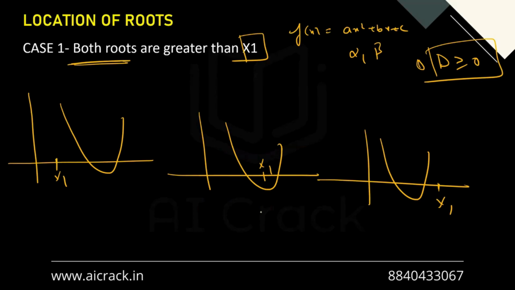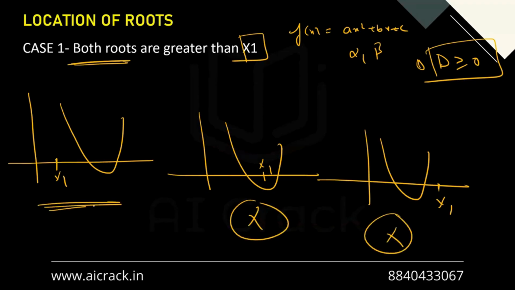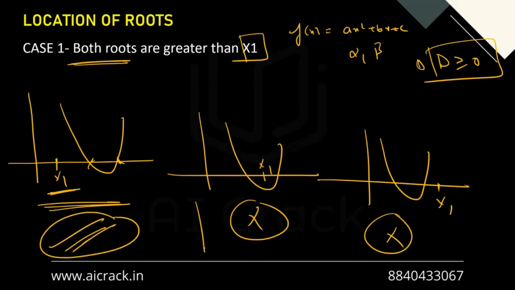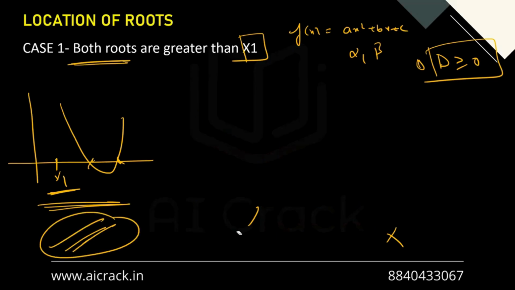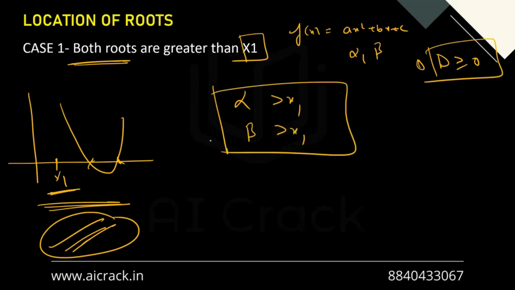Now we have to eliminate this case and this case. Why? Because in this case we can see that both roots are greater than x1. This is what we want in the condition, right? So that's why we have to take this case and eliminate these two cases. How do we do that? The basic idea that comes to our mind is we can just simply say alpha is bigger than x1 and beta is also bigger than x1. In that case our condition would be true, right?